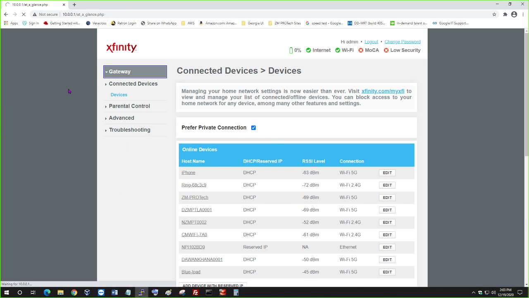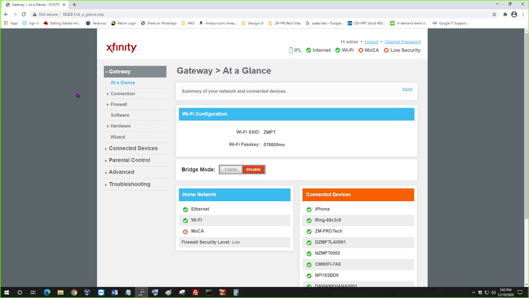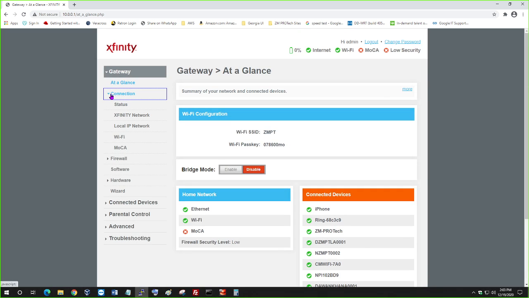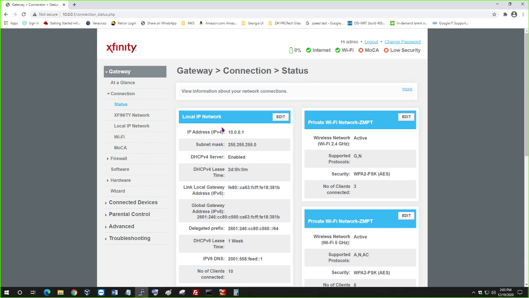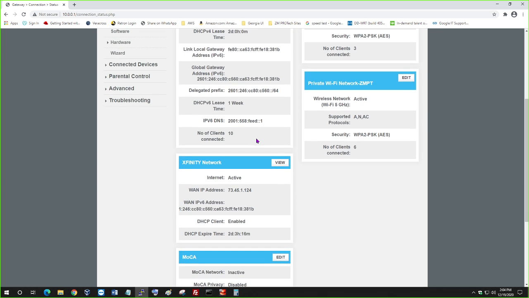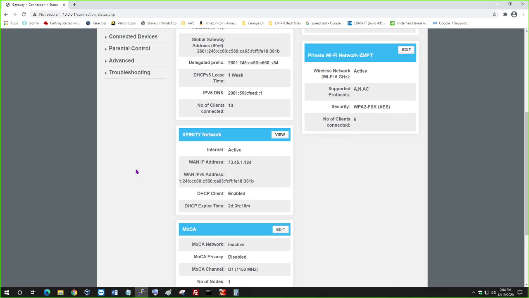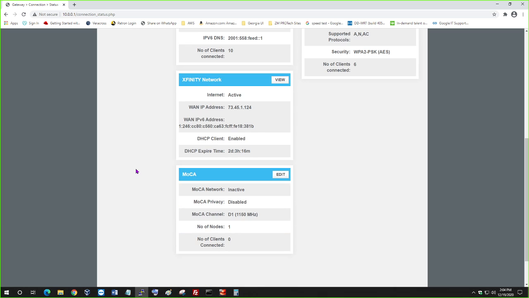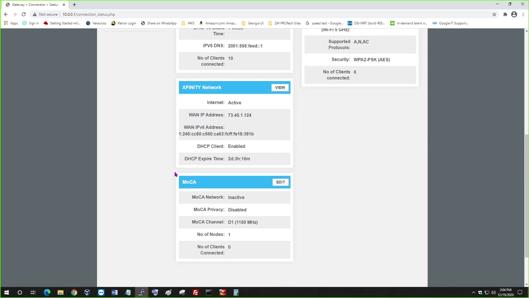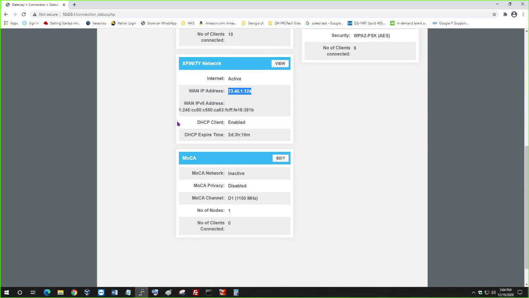Now if I look at my Comcast modem here, gateway, connection status, that is the local IP address, 10.0.1.1, to get into the box itself. And this is the public IP address.